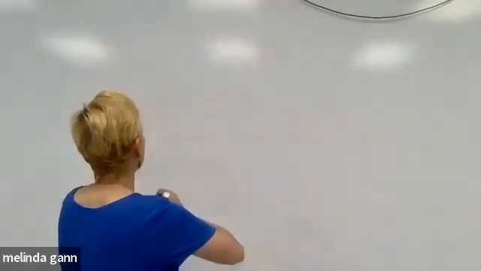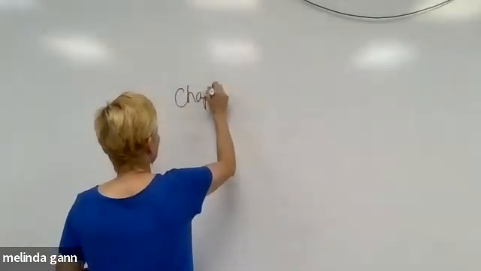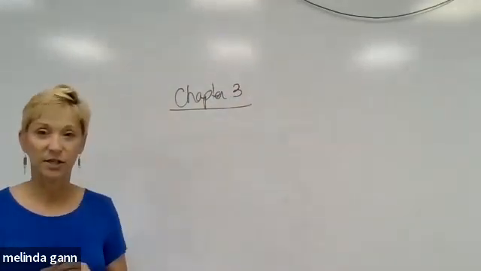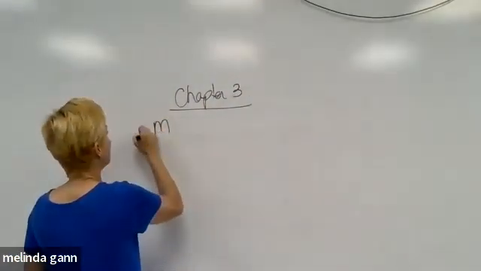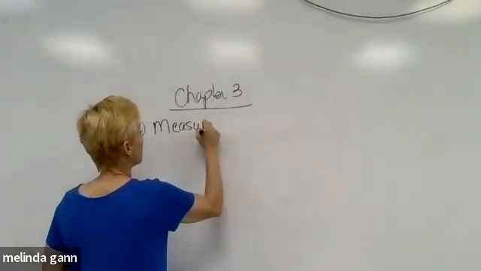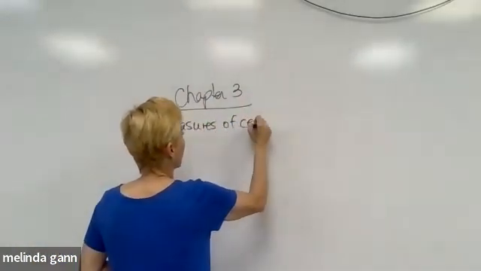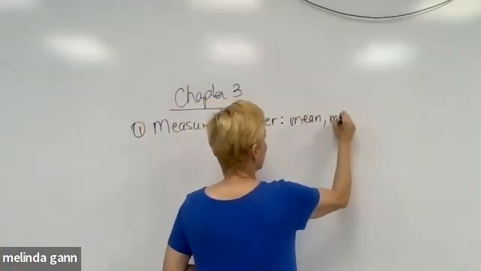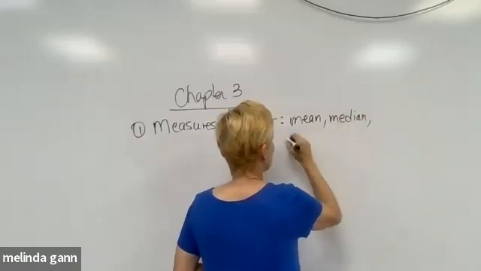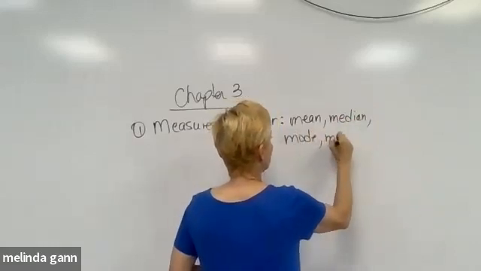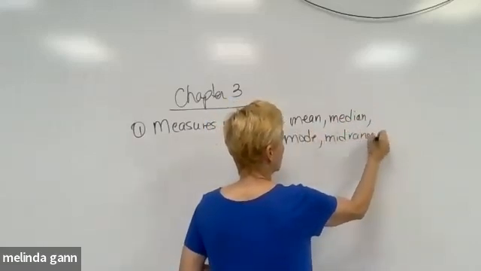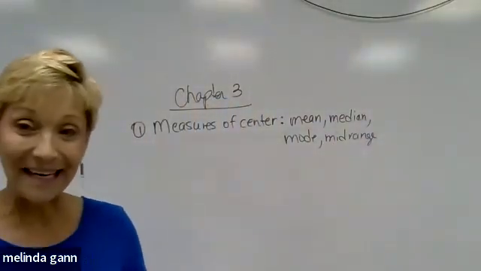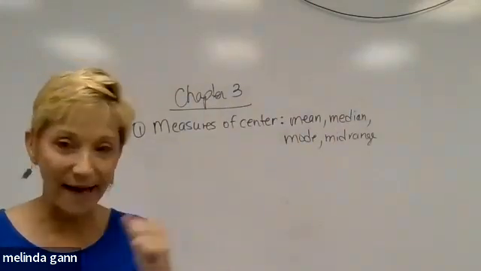All right. Then chapter 3 is the one that is all the different kinds of things. So the first thing you got to do is you got to be able to find measures of center. All right. Remember what those are. Those are mean, median, mode, and mid-range. And I'm so sorry they all start with M. It's really masochistic.